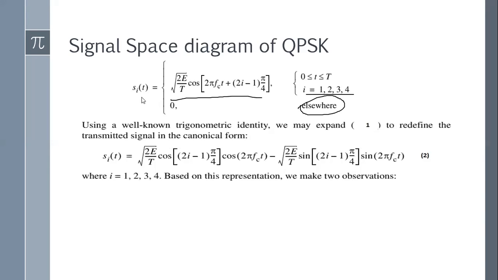Okay, so this is the general equation which represents QPSK. Fine. So now if you see in this part, this term we can treat as A and this term as B. So this equation becomes cos of A plus B, right?